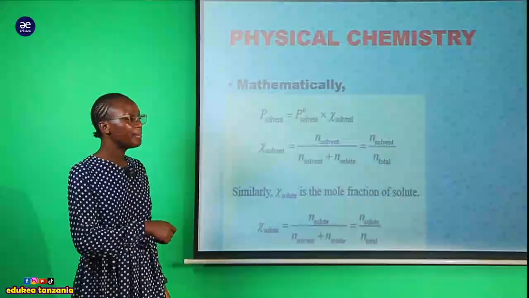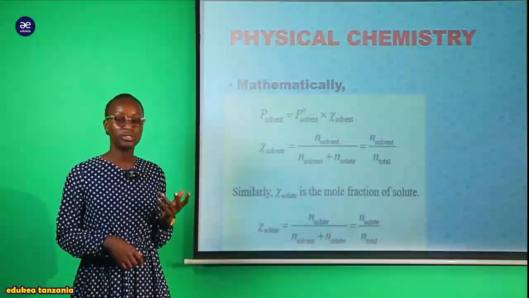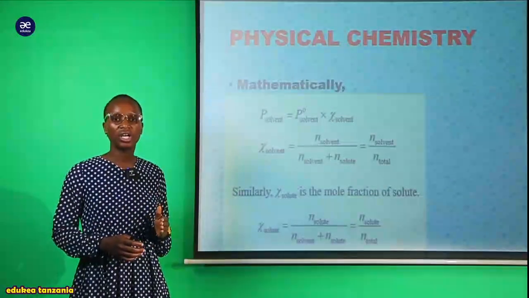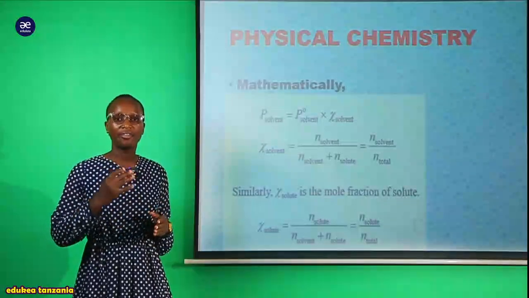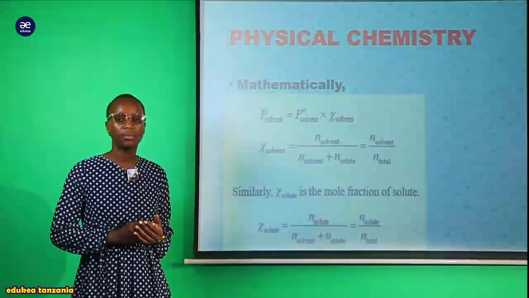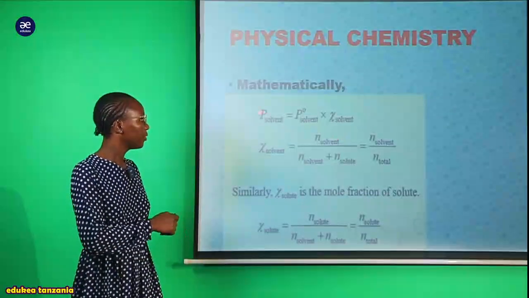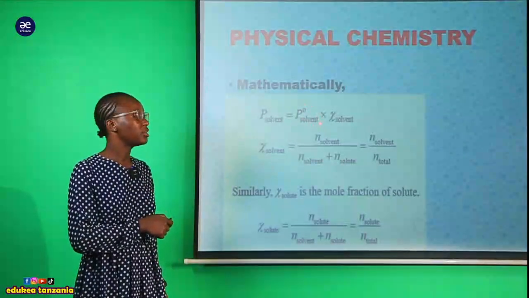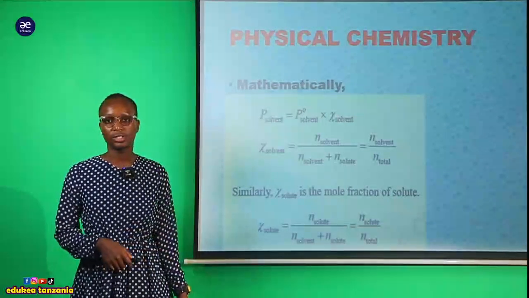Okay, now mathematically this statement can be expressed as follows. Sasa tumesema kwamba the Raoult's law illustrates kwamba the vapor pressure of the solvent is equal to the pure vapor pressure of the solvent times the mole fraction of the solvent. Sasa mathematically itakuwa ni hivi kwamba P of the solvent ni sawa na pure vapor pressure of the solvent mara mole fraction of the solvent.